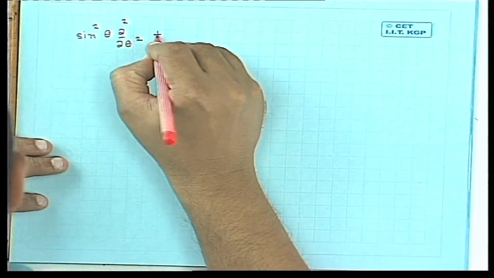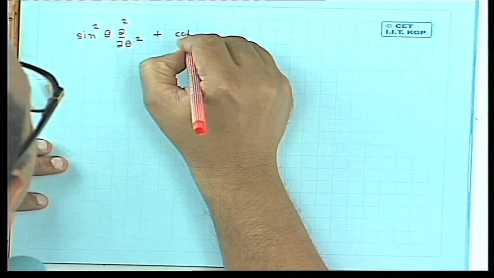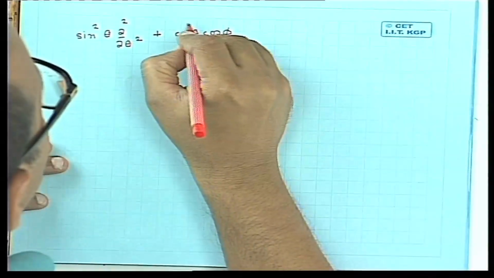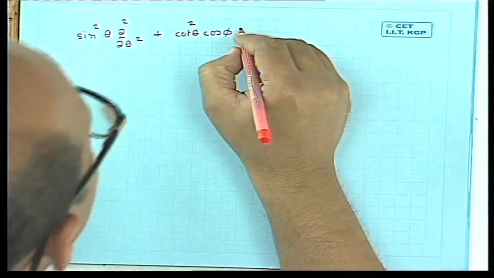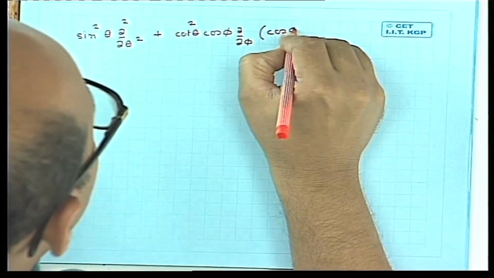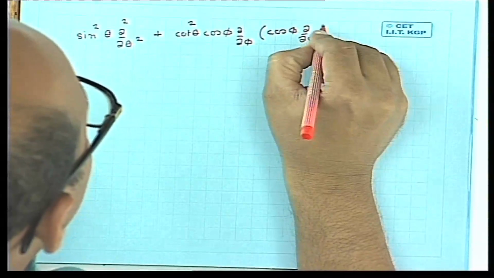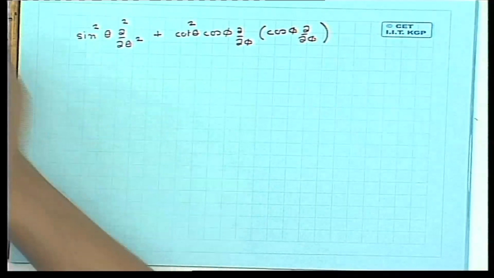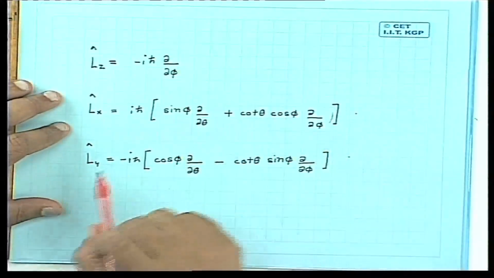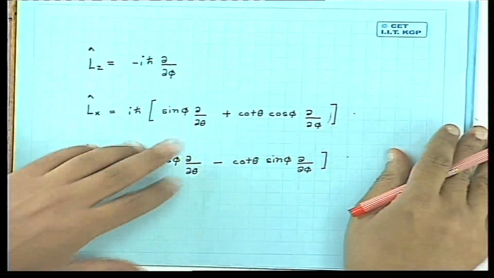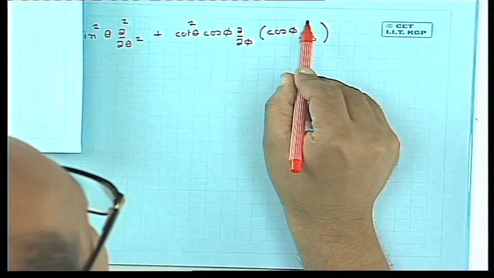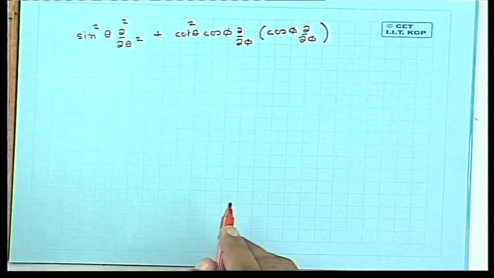It is going to be plus cot theta, then I have cos phi. I can take the cot square theta outside. I have cos phi del by del phi acting on cos phi del by del phi. This is the square of the second term. The del by del phi over here can also act on the cos phi. The cot theta does not act on it, so I can write cot squared, and then I have cos phi del by del phi, cos phi del by del phi, and then I have the cross terms.